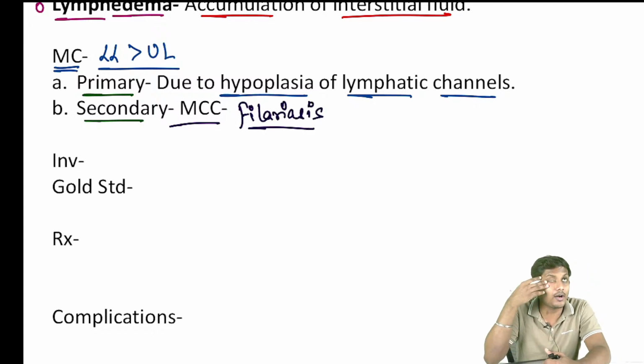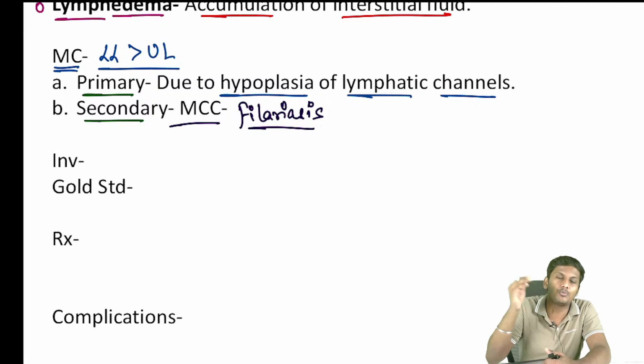I hope all of you are quite aware there are two types of filariasis you might have studied in PSM or micro. One is the Bancroftian filariasis caused by Wuchereria bancrofti, and second is the Brugian filariasis caused by Brugia malayi. Important for us is the Bancroftian filariasis caused by Wuchereria bancrofti. Reason is that Bancroftian filariasis is also known as lymphatic filariasis, because it is going to cause problem at the level of the lymphatic channels itself.